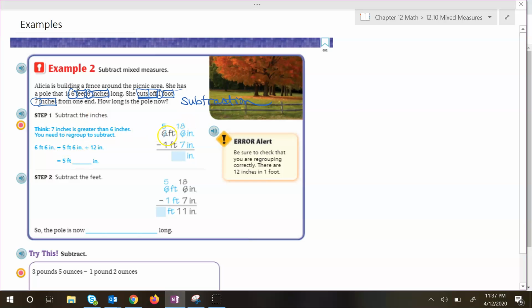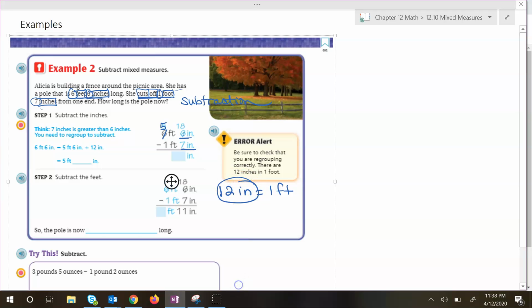Now, we have the 6 feet, 6 inches, which is up here. And then they cut off 1 foot, 7 inches. Now, this is just like regrouping with subtraction. But the important thing is we need to know that there are 12 inches in 1 foot. So because we have 7 inches here, and we have 6 inches here, we cannot take a 7 from the 6. So we need to regroup. That gives us a 5. And instead of borrowing a set of 10, we're actually borrowing 12 inches.